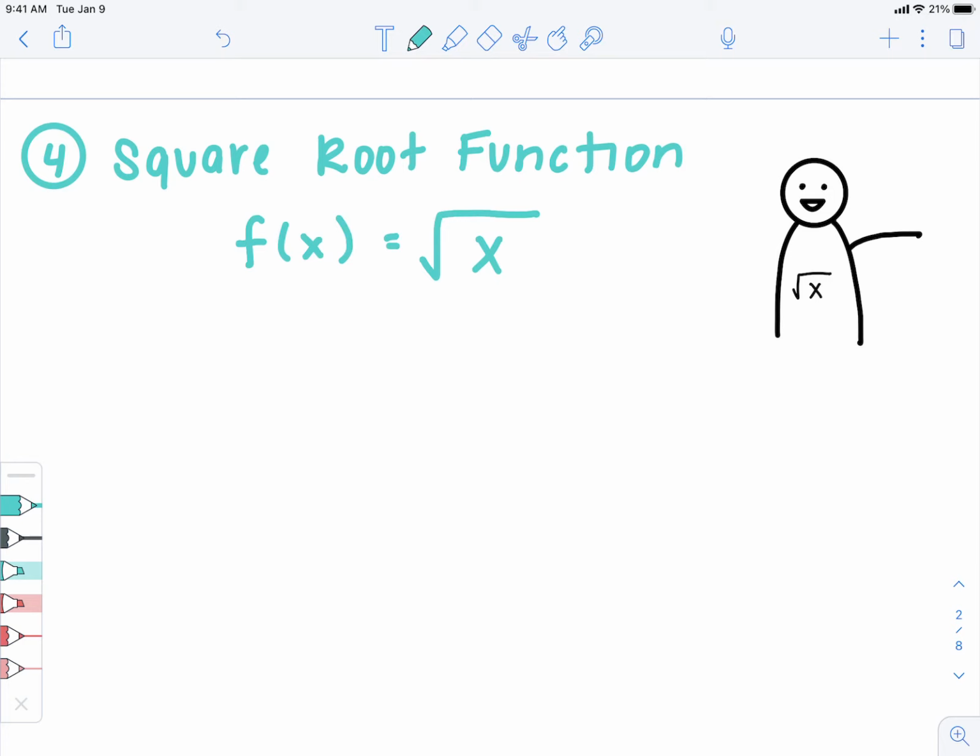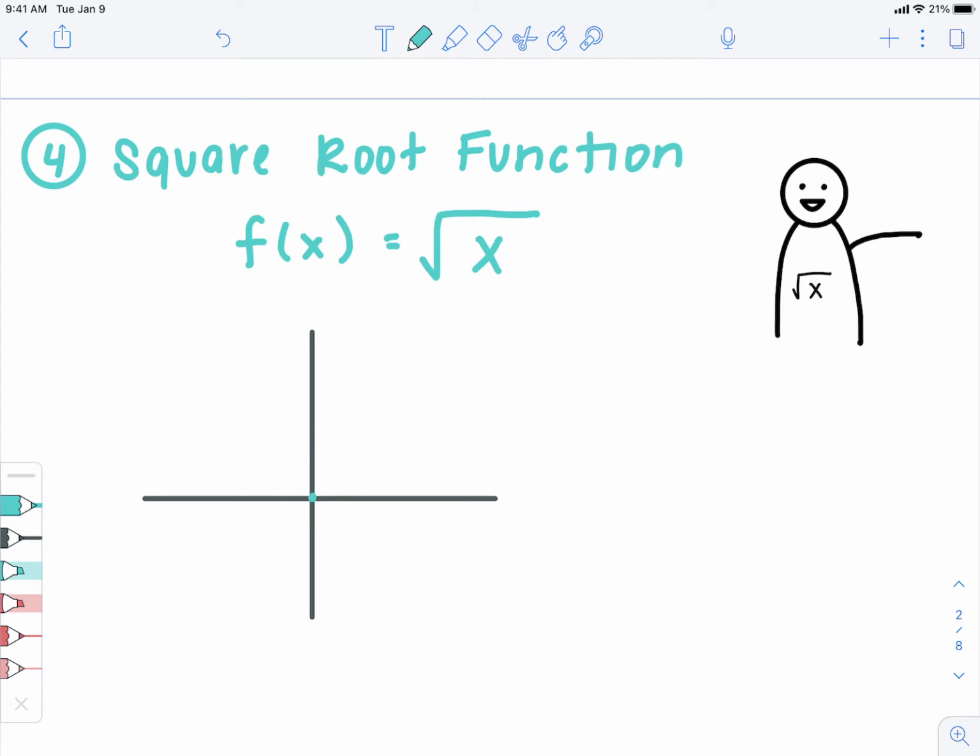Our equation looks like f of x equals the square root of x. That'll be a nice easy one to pick out because the name of the function is literally a symbol in the equation, right? You can see the square root there. It also, when we graph it, kind of looks like a square root symbol.